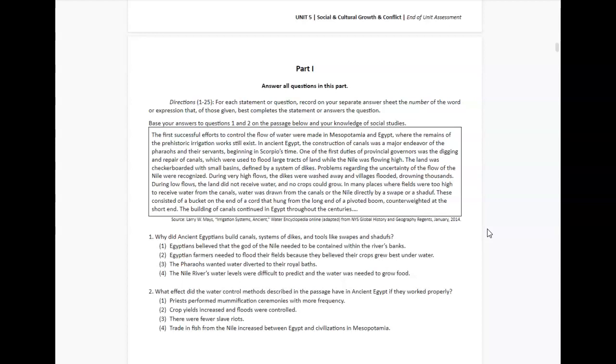Number 2. What effect did the water control methods described in the passage have on ancient Egypt if they worked properly? 1. Priests performed mummification ceremonies with more frequency. 2. Crop yields increased and floods were controlled. 3. There were fewer slave riots. 4. Trade in fish from the Nile increased between Egypt and civilizations in Mesopotamia.